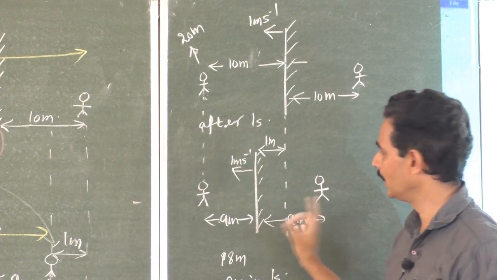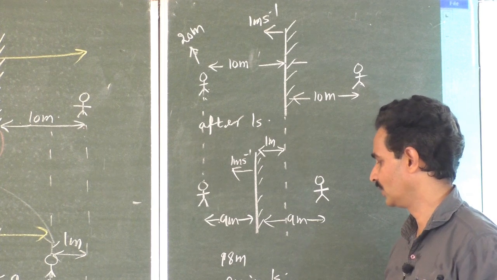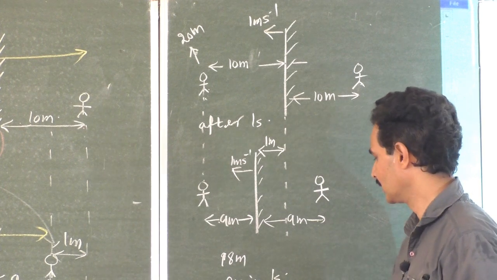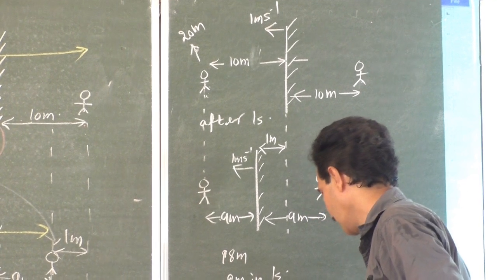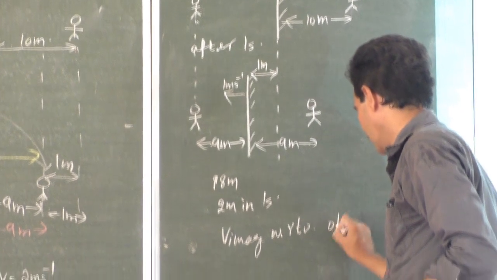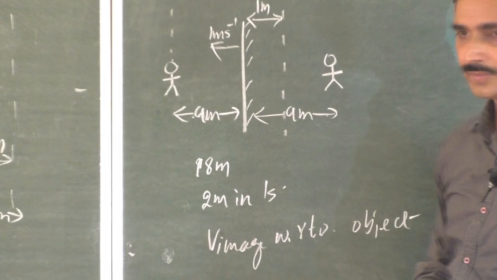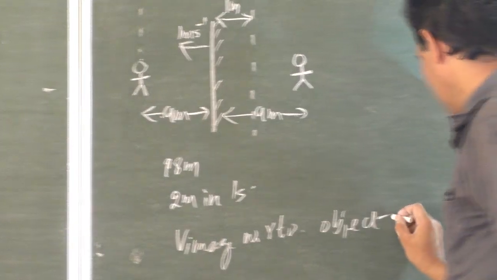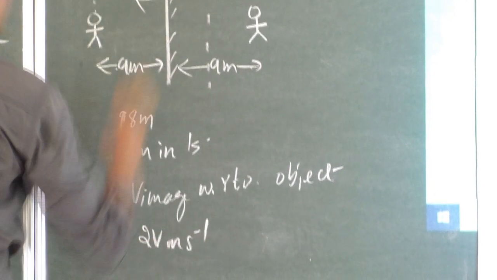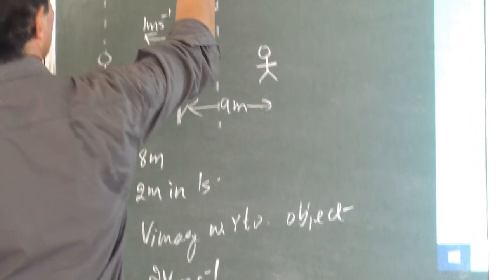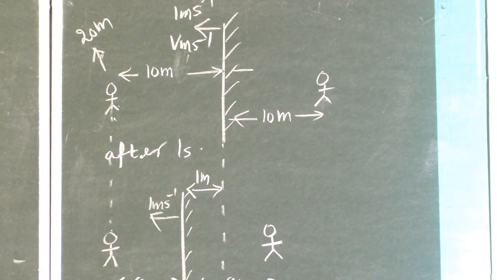So if only the mirror moves towards you with a speed of v meter per second, what is the velocity of the image with respect to you? It is 2v meters per second. So the velocity of the image with respect to the object, you have to ask the object itself. But the object is stationary, the mirror is running towards you. So with respect to the object, it is 2v meter per second. If the mirror is moving with v meter per second, it is 2v. So this is how you do it.